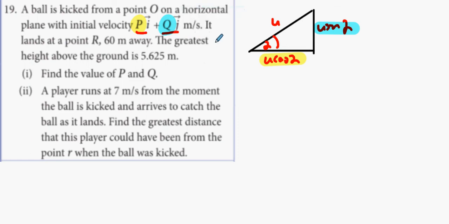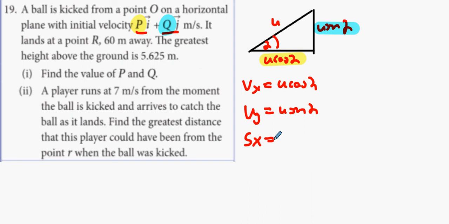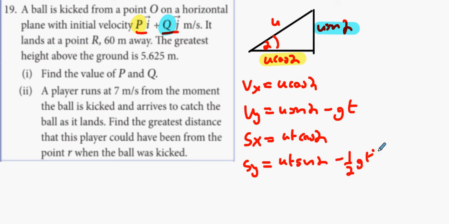Now you're going to do what you always do. You're going to make your four equations. So you're going to get vx equals u cos alpha, vy equals u sin alpha minus gt, sx equals ut cos alpha, sy equals ut sin alpha minus half gt squared. Alrighty.